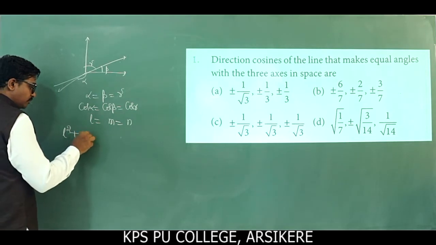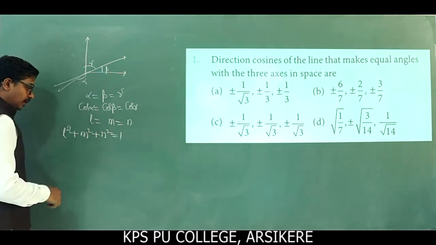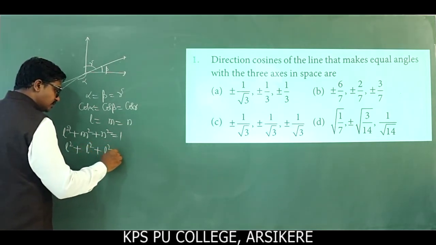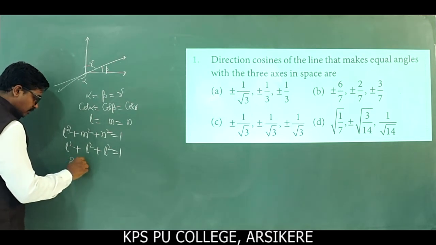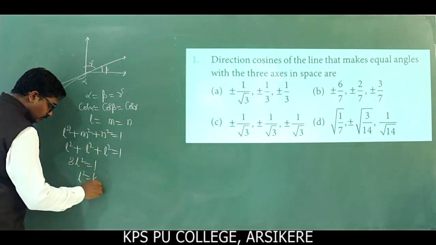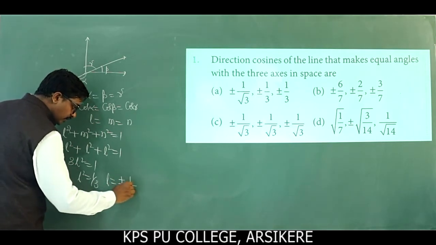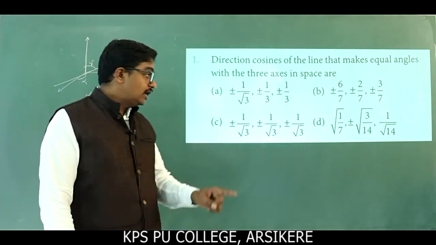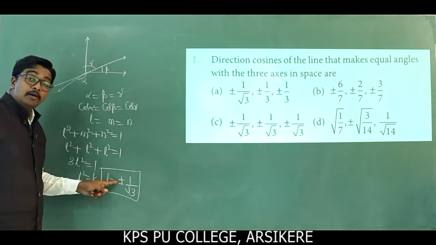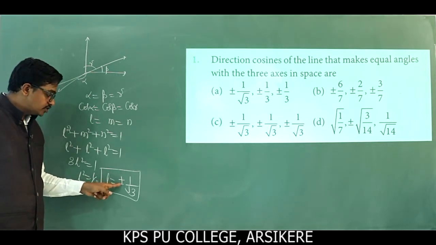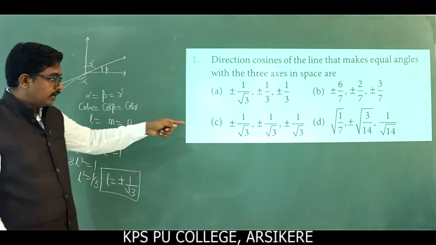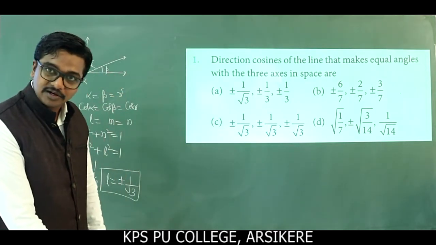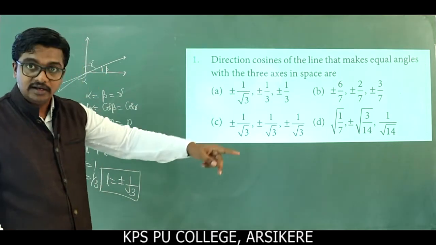L square plus M square plus N square is equal to what? 1. Replace M and N by L: L square plus L square plus L square is equal to 1. We are left with 3L square is equal to 1, so L square is equal to 1 by 3. L is equal to plus or minus 1 by root 3. Therefore L is equal to M is equal to N, which is plus or minus 1 by root 3. Therefore direction cosines are plus or minus 1 by root 3, plus or minus 1 by root 3 and plus or minus 1 by root 3. So it will make equal angles.